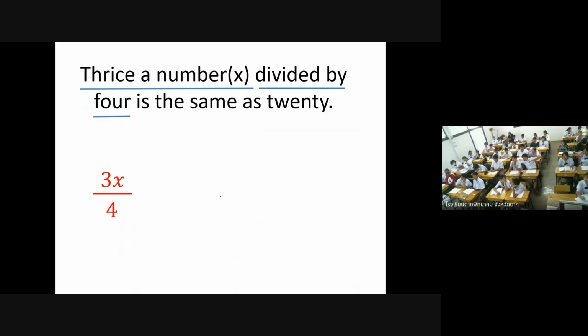It's correct. But again, instead of writing the division symbol, we're going to write it in fraction form. It's the same as, that is equal to 20.